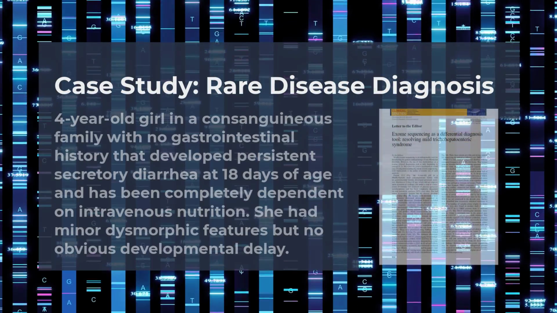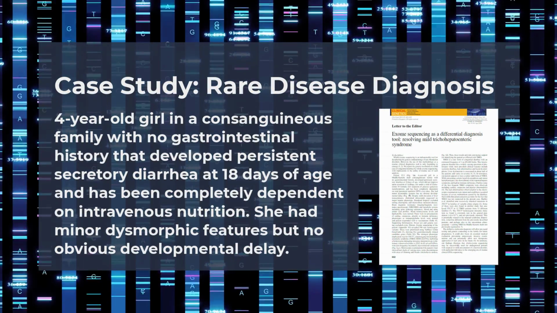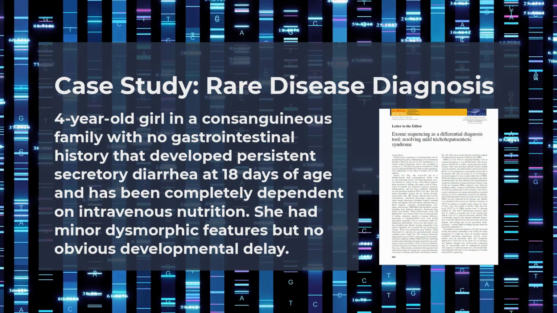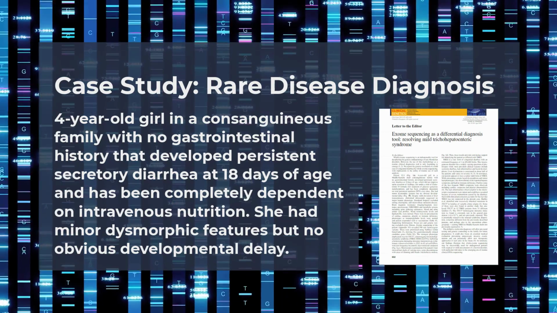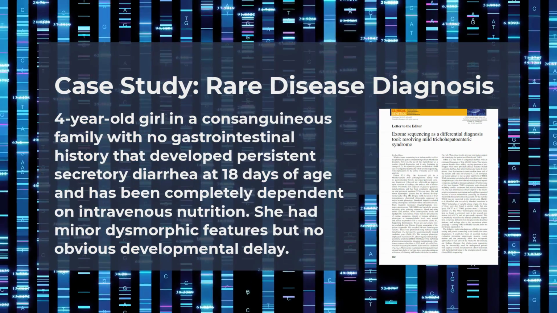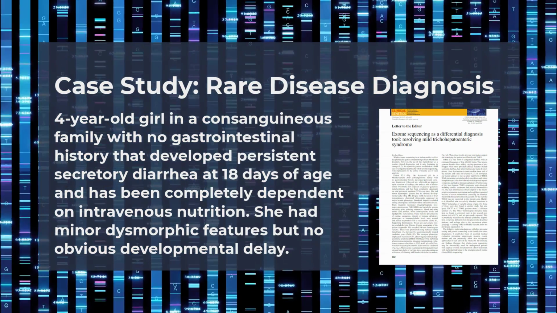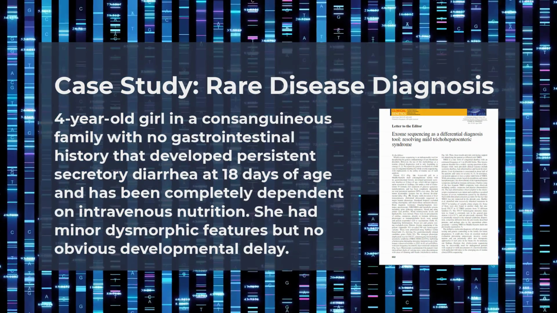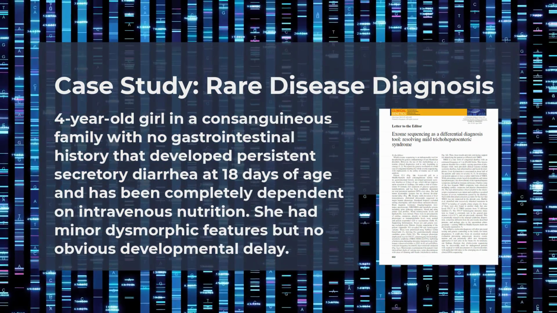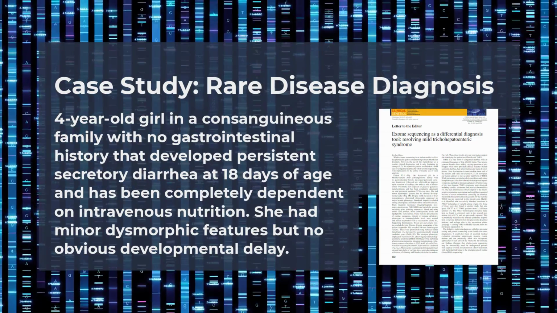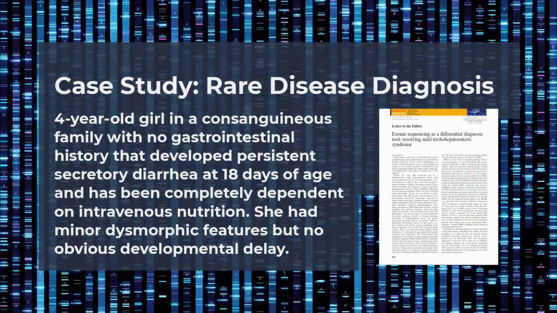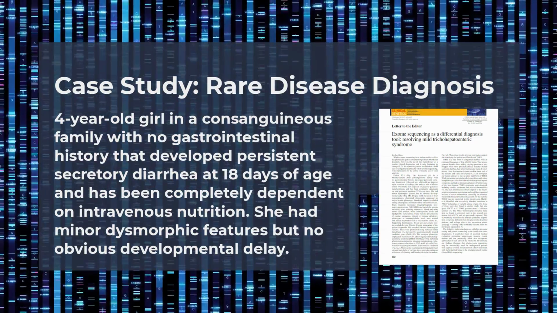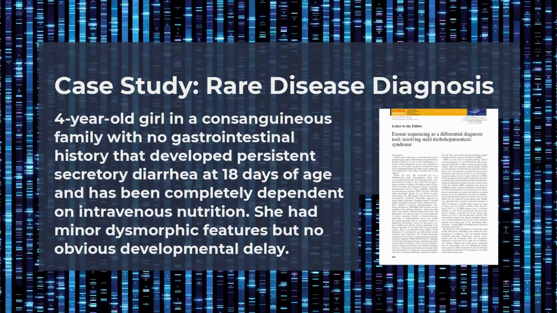In this demonstration, we will show how Geneyx Analysis can be used to identify a causal mutation in a rare disease. We will use a published case involving a 4-year-old girl in a consanguineous family with no gastrointestinal history that developed persistent secretory diarrhea at 18 days of age and has been completely dependent on intravenous nutrition. She had minor dysmorphic features but no obvious developmental delay.